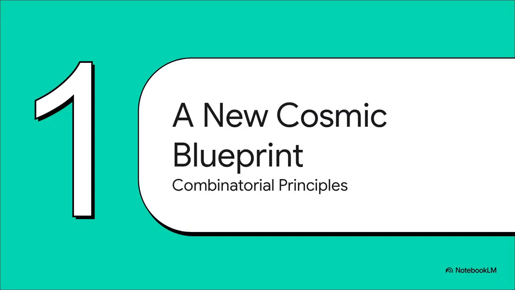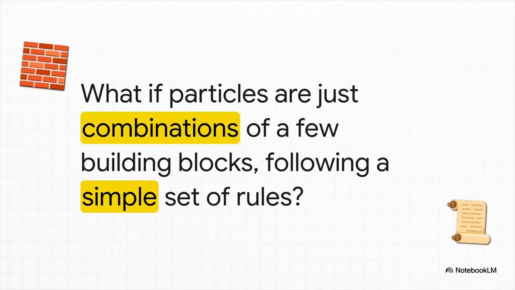Now, this whole model isn't built on super complex, high-level math. It's actually based on something called combinatorial principles, which is really just a fancy way of saying it's all about how a few simple things can combine in different ways to create all the complexity we see. Think of it less like physics and more like cracking a code.